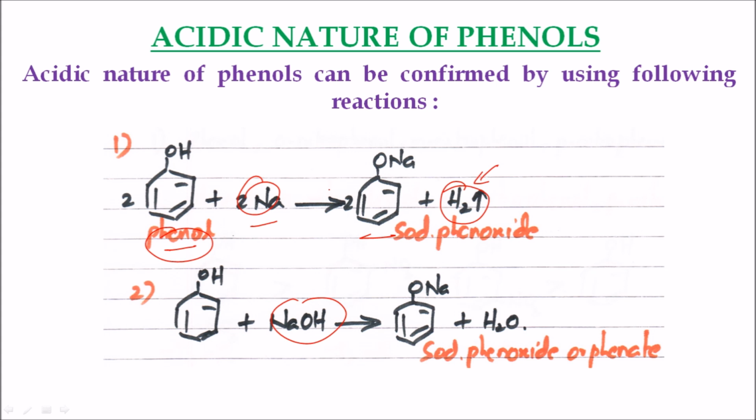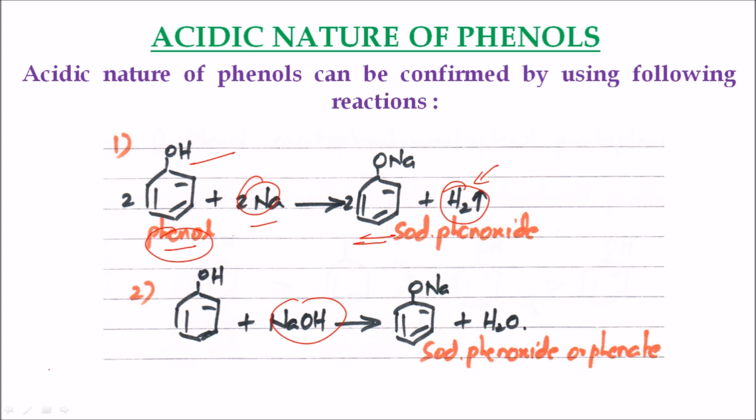So we got a general reaction: acid plus a metal like sodium forms salt, and hydrogen gas is evolved. What this reaction confirms is that if we are getting hydrogen gas evolved, along with a salt like sodium phenoxide, the substance taken, that is phenol, is acidic in nature. So this is the first reaction which confirms phenol is acidic in nature.